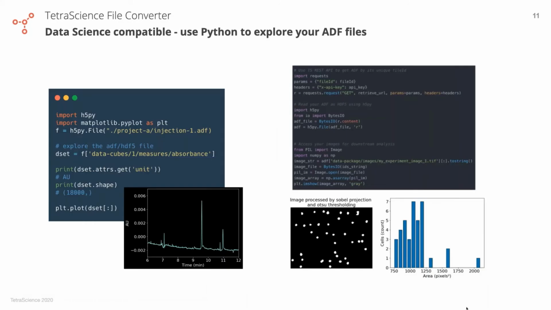Another design goal we have is to make sure that people can use Python to explore their ADF files. So this is something where they can plot a chromatogram. Here they can look at the distribution of cell sizes in terms of pixels, looking at the data in the data package. So we want the data scientists to be able to just open up an ADF file and explore. They're able to write in the same language they are used to, use the same libraries they are used to, and explore the data from the experiments.